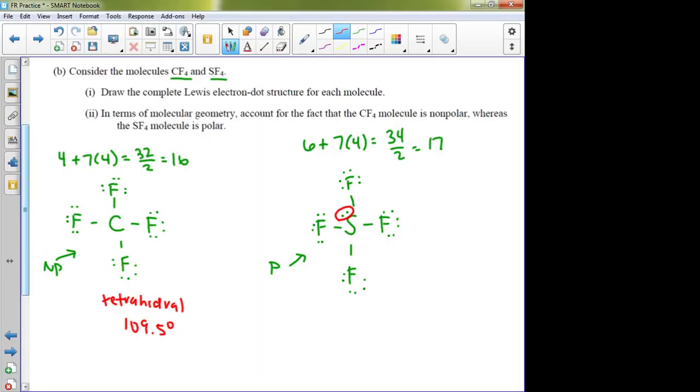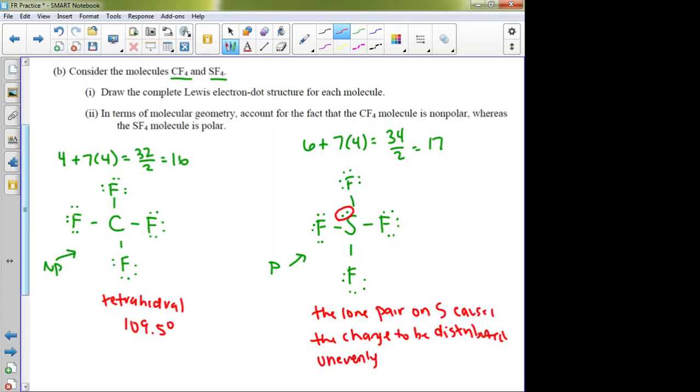So is this molecule going to have an even distribution of charge? No. So you would say the lone pair in sulfur causes the charge to be distributed unevenly. I know I'm writing sloppy. It's okay. So it is polar.